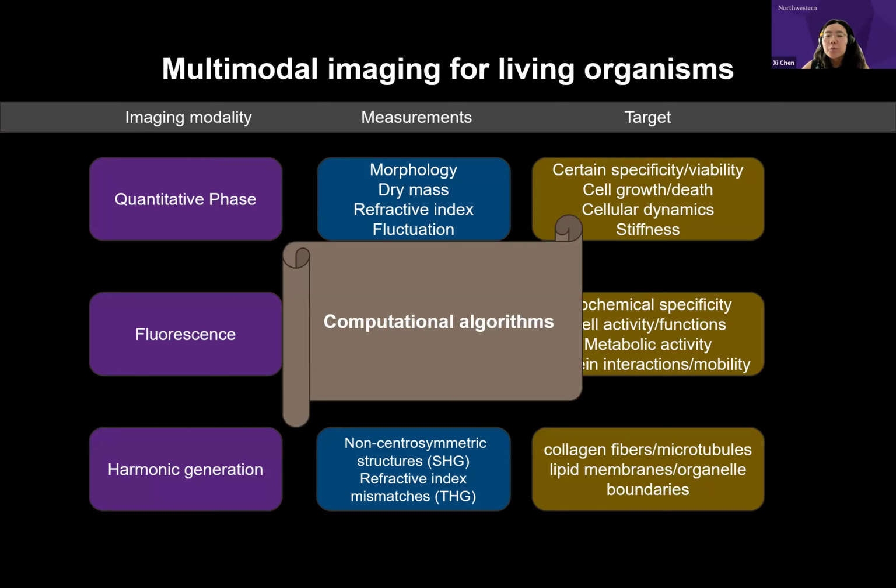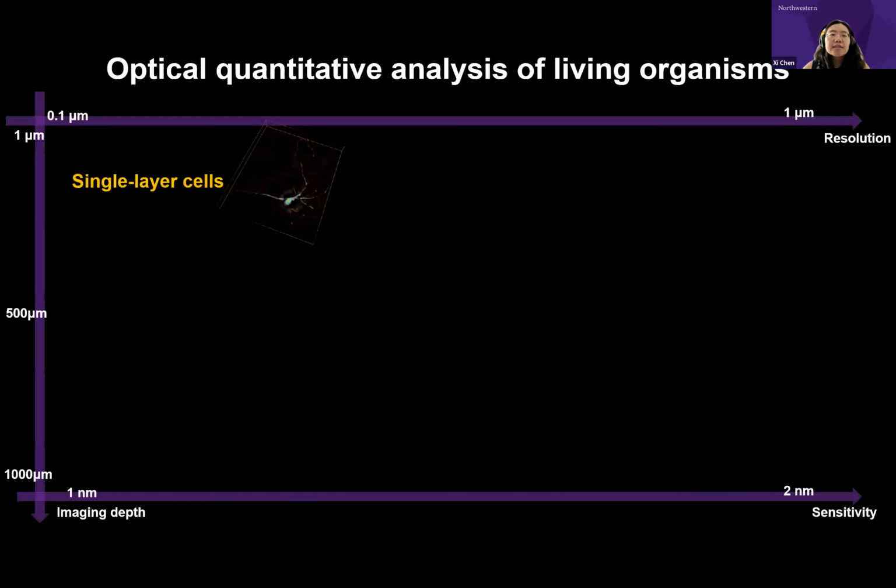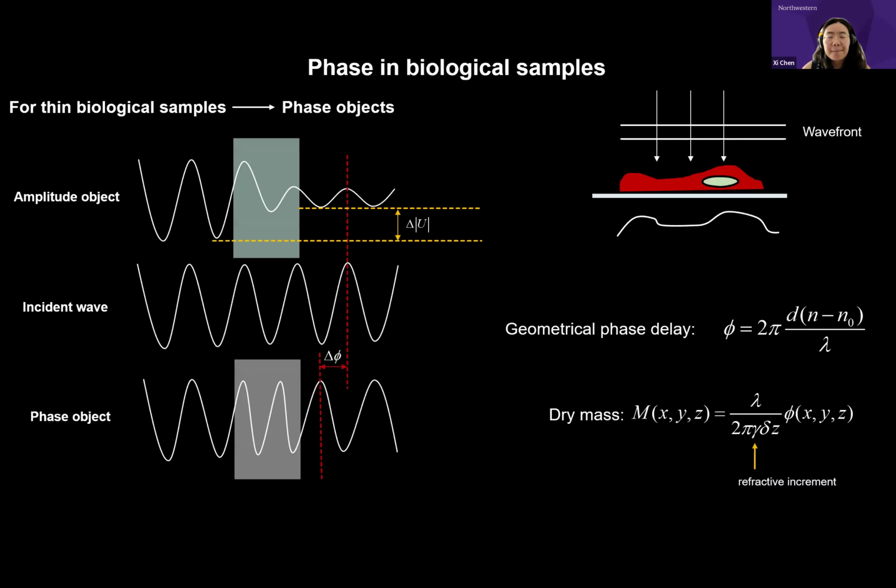And on top of that, people have been developing computational algorithms to enhance the imaging ability for each different modality. So let's look at the single layer cell, the easiest biological organism, first.